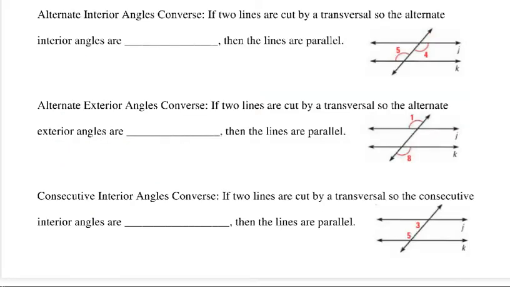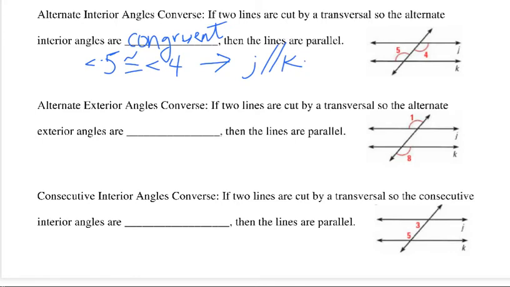Just like corresponding, we have our alternate interior angles, our alternate exterior angles, and our consecutive interior angles. Since it's the converse, this means we start with the fact that the two angles are congruent to each other, so then we know that J is parallel to K. The alternate exterior angles converse means we start with alternate exterior angles that are congruent to each other, and then it tells us that line J is parallel to line K.